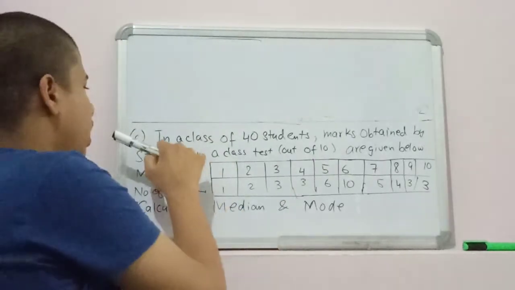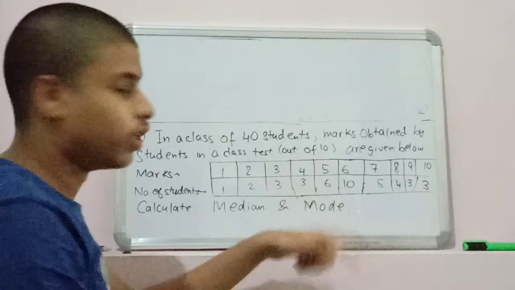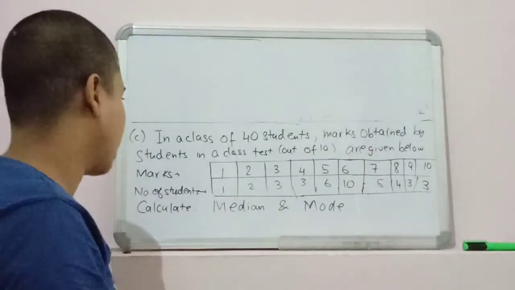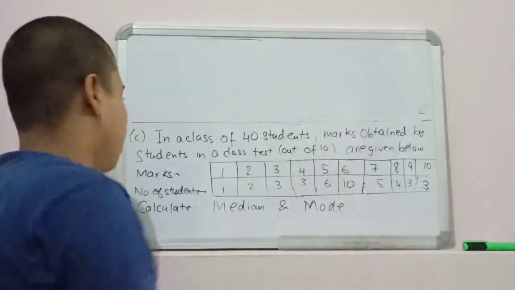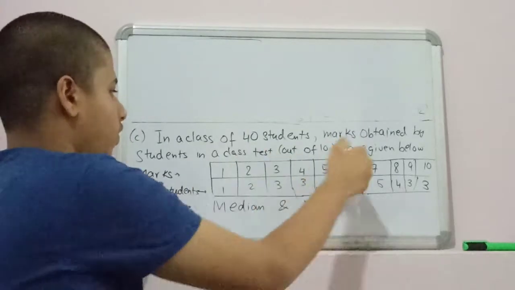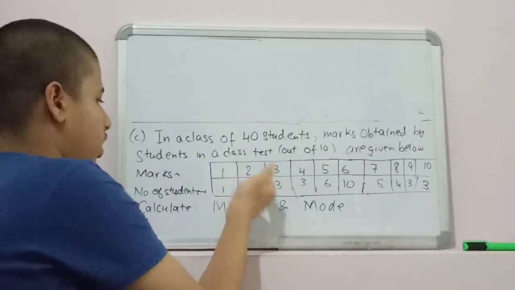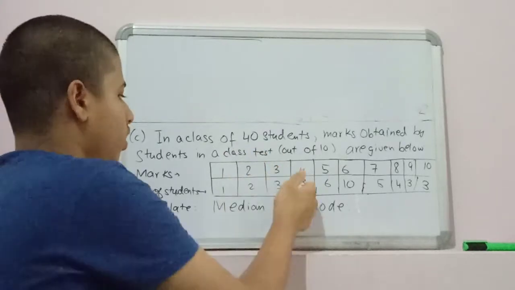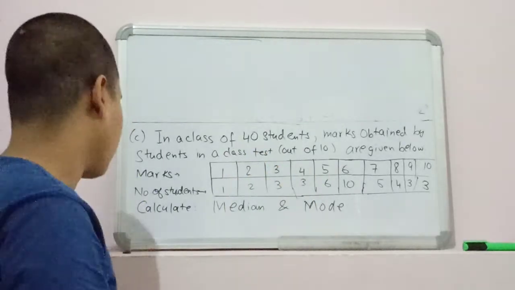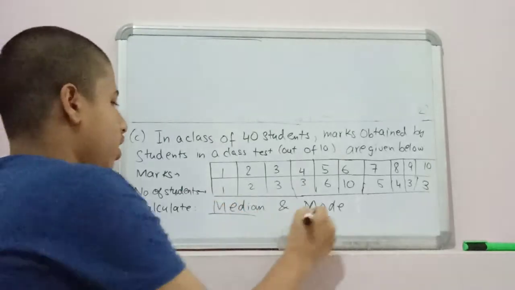Okay, in a class of 40 students, the marks obtained by the students in a class test out of 10 are given below. Marks 1, 2, 3, 4, okay, up to 10. And number of students. One student got 1 mark, two students got 2, 3 students got 3, 3 students got 4, okay, like that. And we have to calculate the median and the mode.